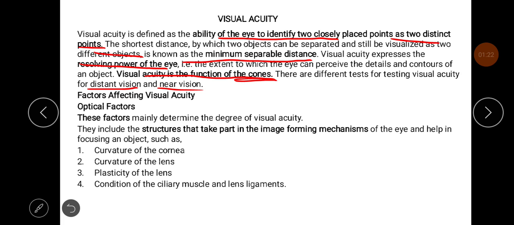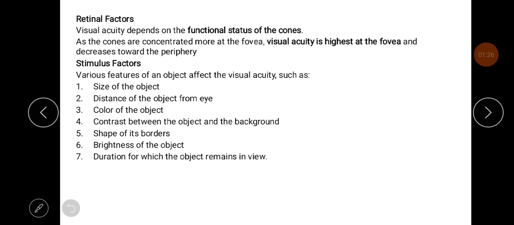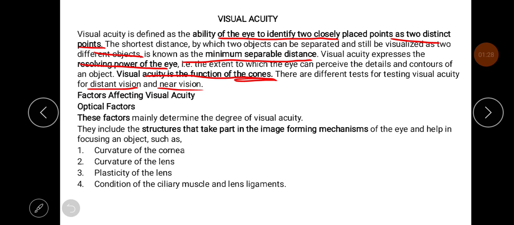Factors affecting visual acuity are the optical factors, retinal factors, and stimulus factors. Among these, the optical factors mainly determine the degree of visual acuity. They include structures that take part in the image forming mechanisms of the eye and help in focusing an object, such as curvature of the cornea, curvature of the lens, plasticity of the lens, and condition of the ciliary muscles and the lens ligaments.